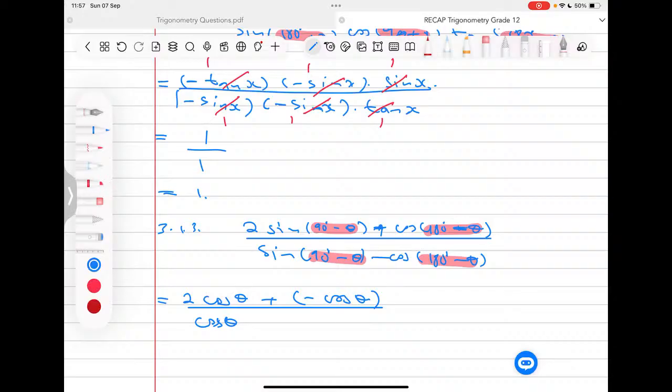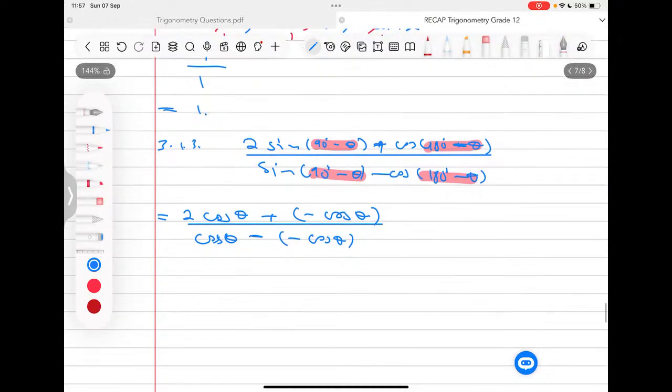Okay, the only difference here I think is that we have a negative here. So this would be the second quadrant, and in the second quadrant sine is positive, so this will be negative cos theta, right? This will be negative cos theta. Can we simplify this? Yeah, we can.